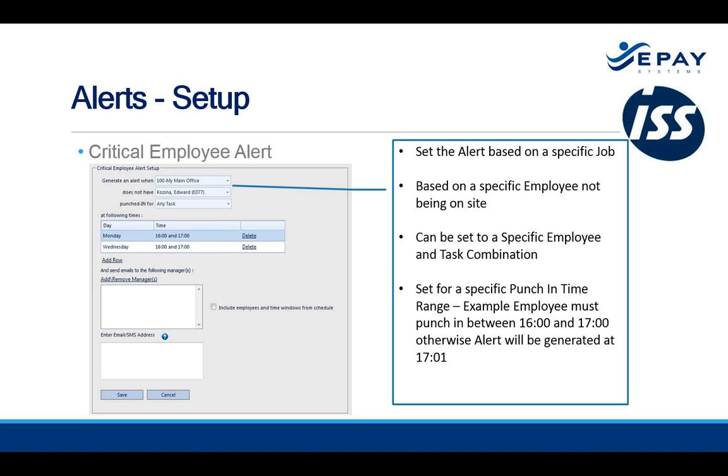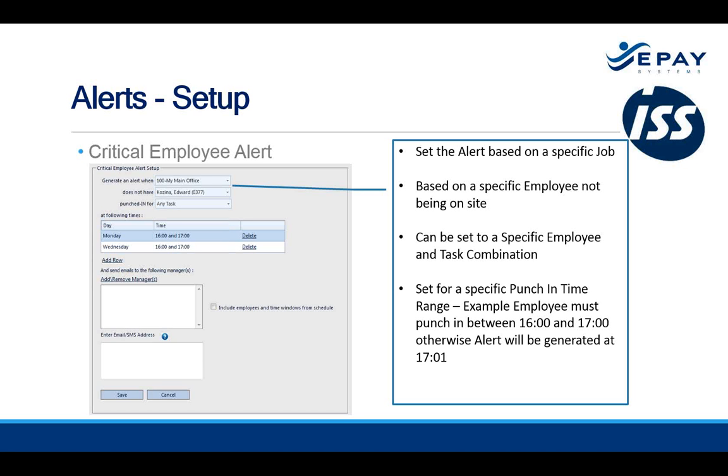So in this case, the alert says, generate an alert when my job 100, my main office, does not have, in this case, Edward Cozina. He's my employee here. When Edward punches in, if he's not there, I'm going to get an alert. So if he doesn't punch in, I'm going to get an alert letting me know otherwise.